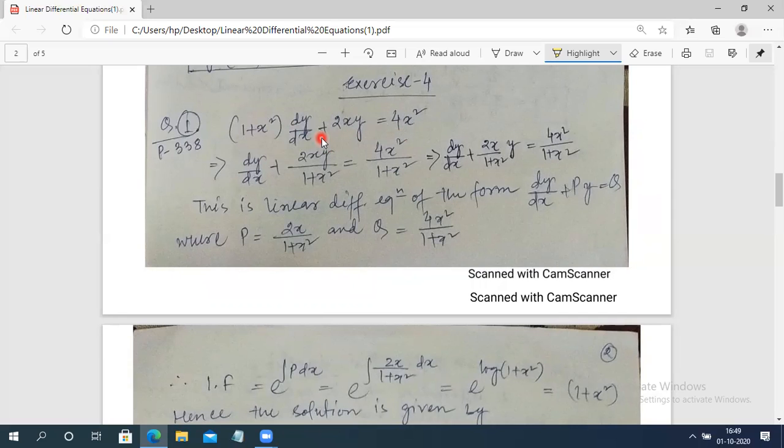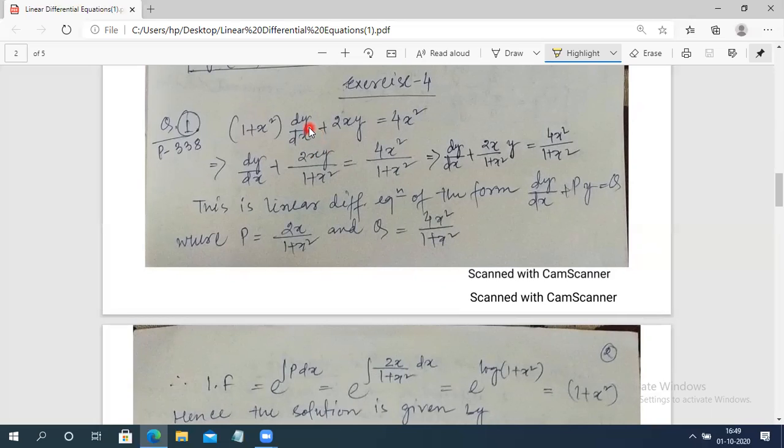Second, you check whether the variables can be separated or not. If you cannot separate out the variables, that means the variable separable method is not applicable in this case. Now the third thing is linear differential equation.